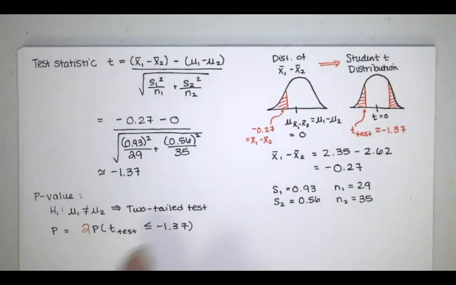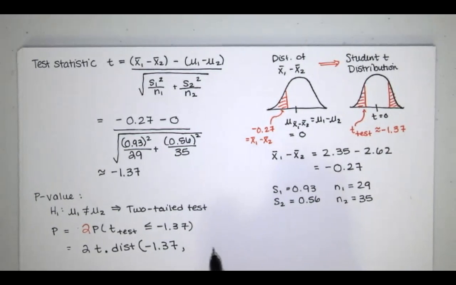And in order to compute this, I'm going to use those t distribution functions in Excel. So we'll have 2 times T.DIST. And since I want the area to the left, I will type my test statistic. And I believe the next thing they want is the degrees of freedom, and then I think they want one other thing, either a true or a false or something like that. We'll look at it in Excel and see exactly what they want.